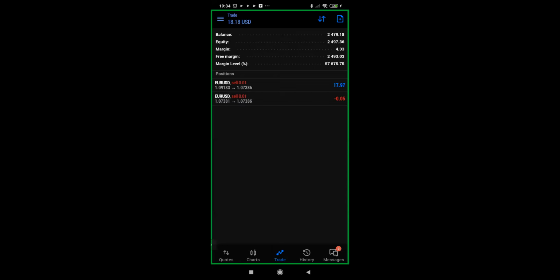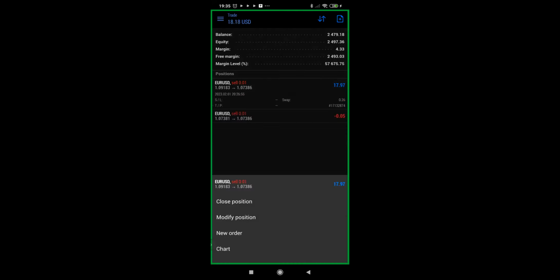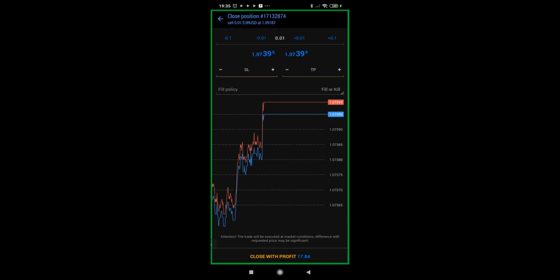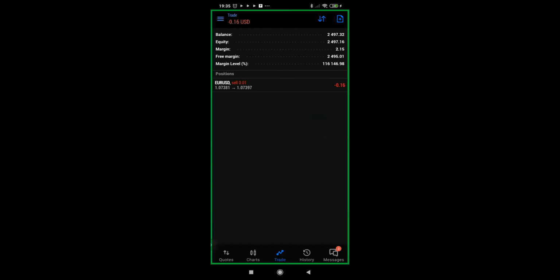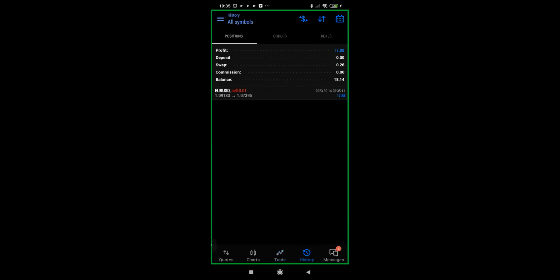And you can close a trade manually. So let's say I want to close this trade now. I tap on it for 1 second. You can see close position. When I click on close position, you see close with profit. So let me close it. Done. My profit will reflect on my balance. So it's there. When I click on history, you can see my profit for today.